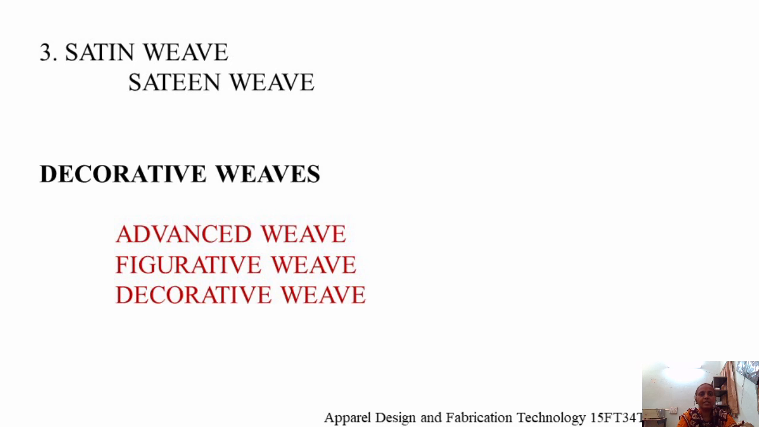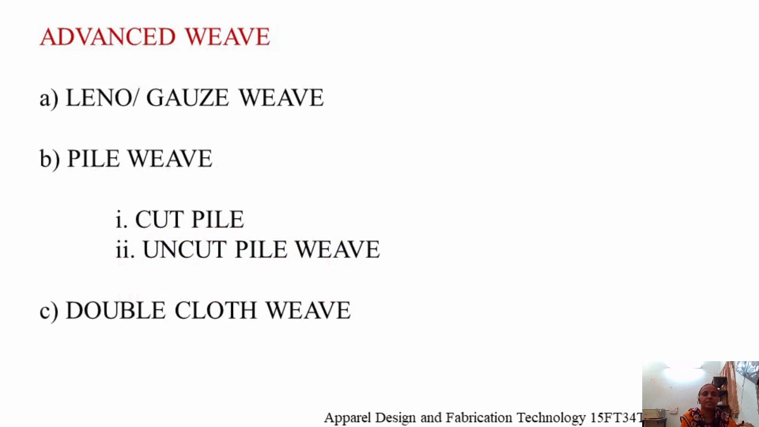The last, third one is the satin weave. It is also a basic weave. These are the basic weaves. Next are the decorative weaves. Decorative weaves are again classified into three groups: advanced weave, figurative weave and decorative weave. These are the classification under the decorative weaves.